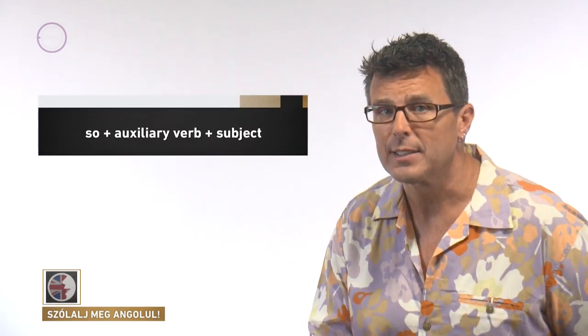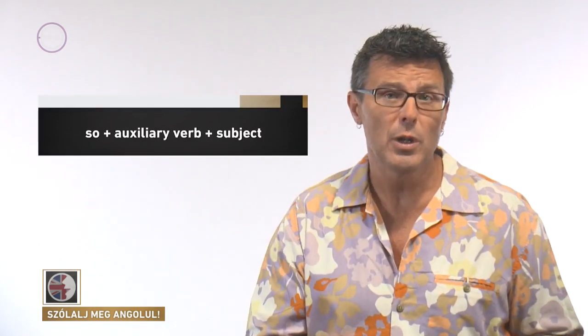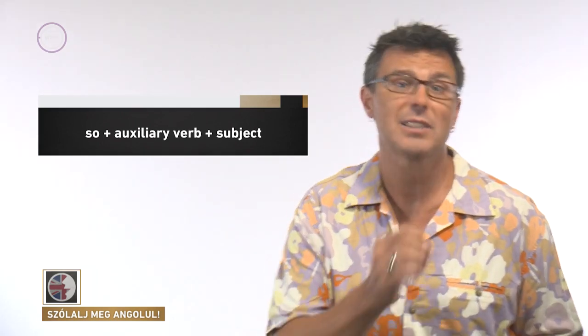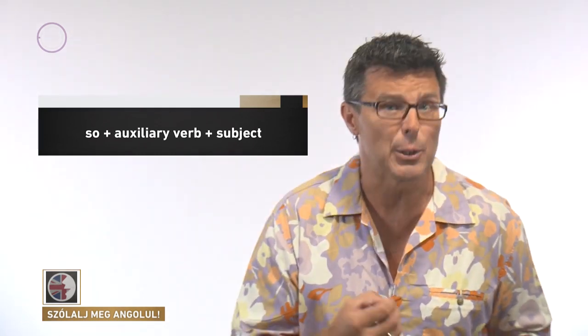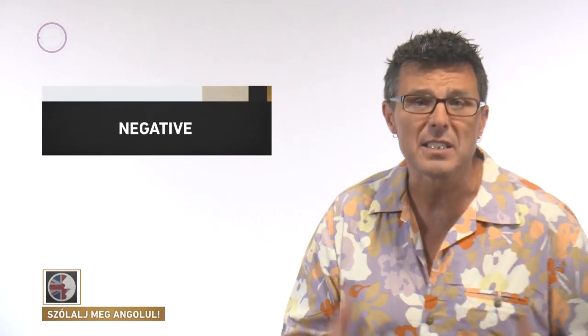Now, after we looked at too and either, we looked at the shorter version, didn't we? Yes, that's right. We looked at using so plus auxiliary verb plus subject to show agreement with statements with verbs in the positive. And now it's time to look at how we can show agreement with statements with verbs in the negative. Now, this is very simple.